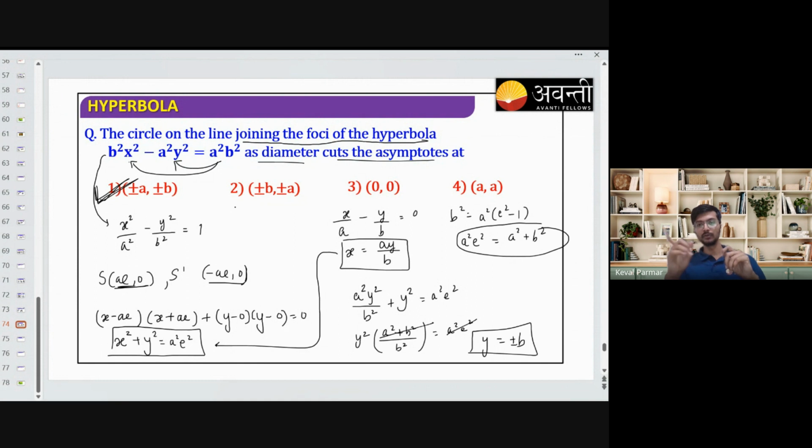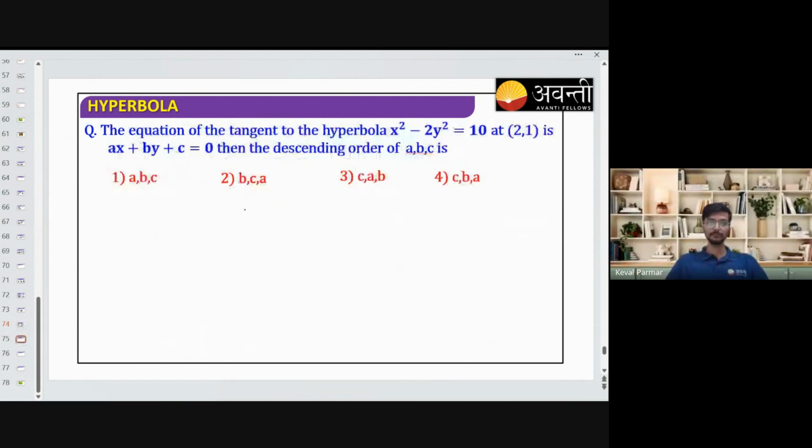This is also a good question which involves two conics. First is the circle and next is the hyperbola. Let's see the next one. Come on, guys.